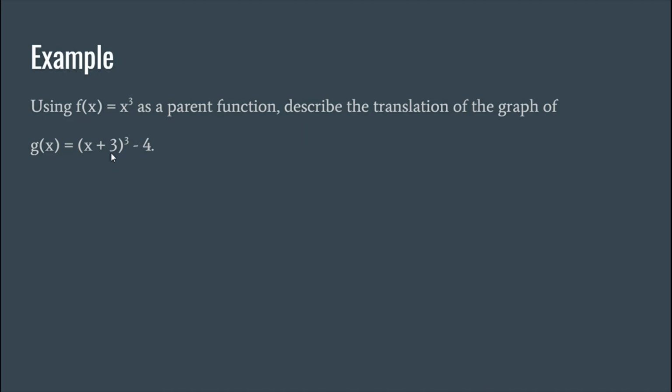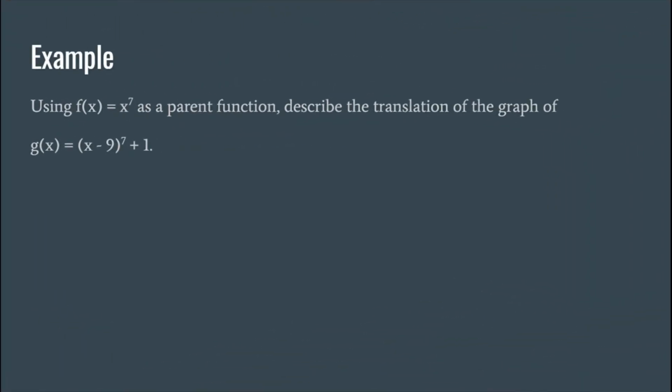In this case, the graph is going to move 3 units to the left. Then we describe it using the vertical translation here. Since it's a minus 4, it's going to go down 4 units. So the graph is going to shift to the left 3 units and down 4 units. Remember, x plus a number means h is negative. Okay, so let's take a look at another one.